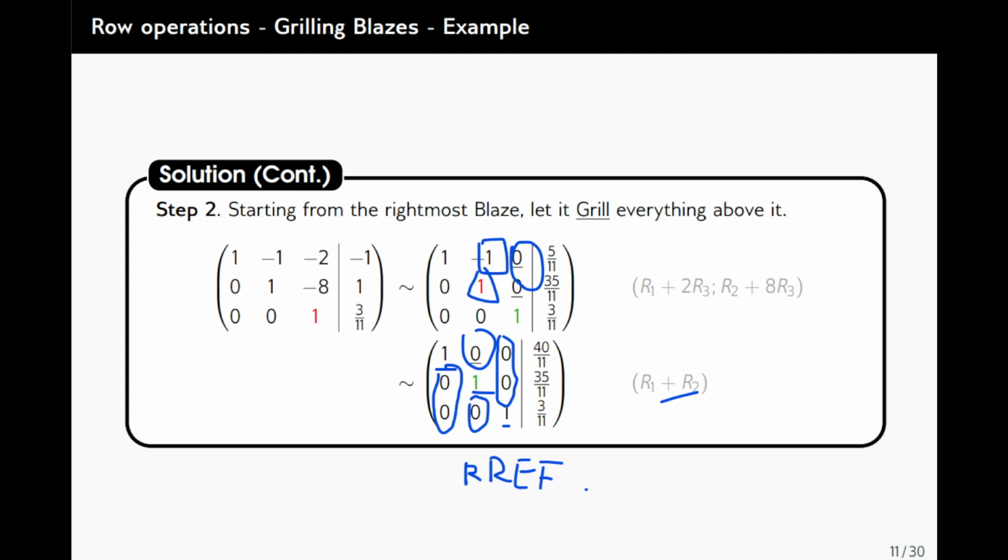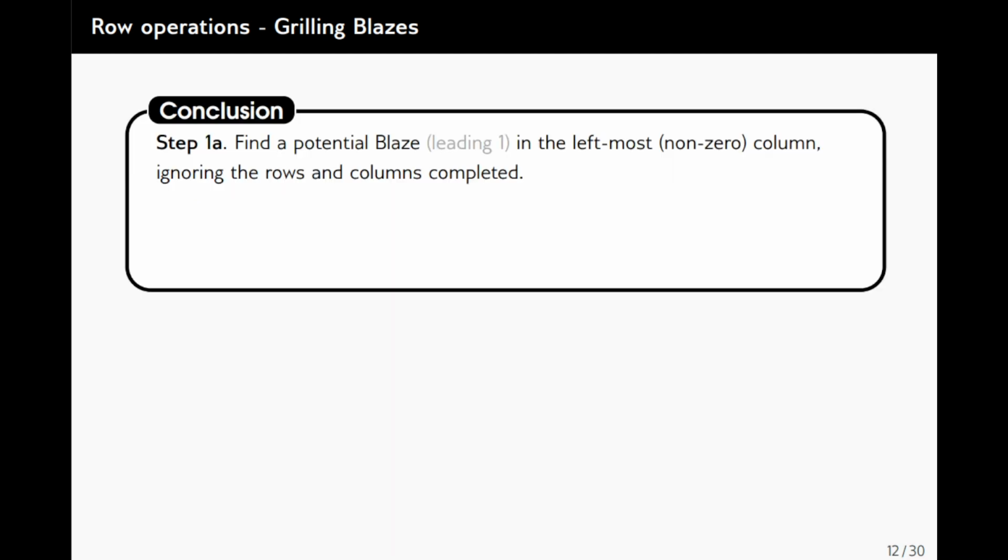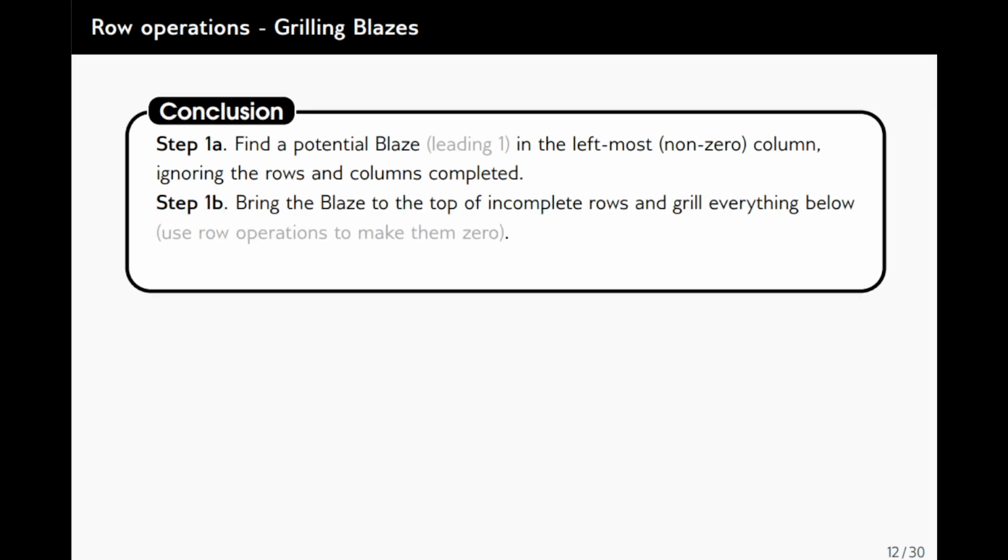Okay, so conclusion. Conclusion is step 1A, you want to find a potential place in the leftmost column. Okay, so you ignore the rows and columns repeated. Step 1B is that you bring the base place to the top and then glue everything below. Okay, you remember it's below.